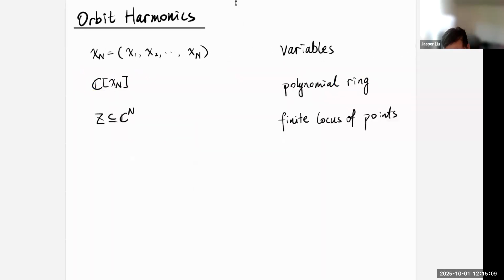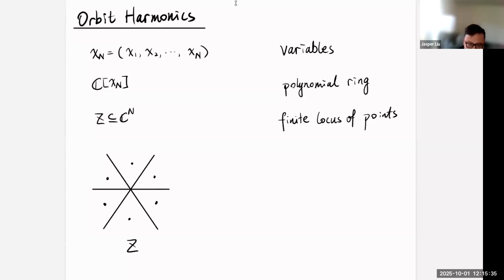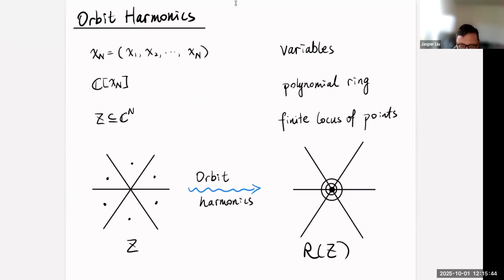Here is the setup. If we have a sequence of variables and we take the polynomial ring of these variables, and we take a finite locus of points, or a finite collection of points with some kind of symmetry, in the complex vector space. As in the example here, we have a collection of 6 points that is stable under the action of S_3 generated by these 3 reflections. What orbit harmonics will do is sort of deform it to a scheme of degree 6 centered at the origin.